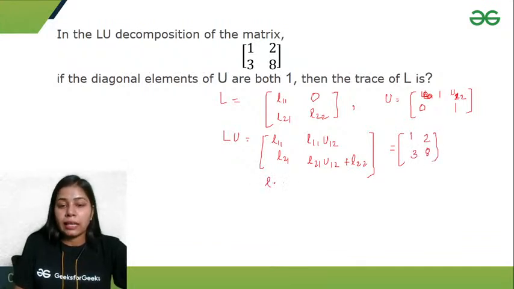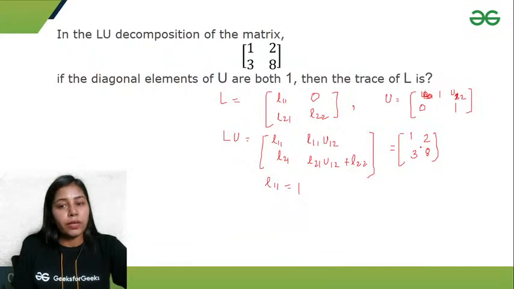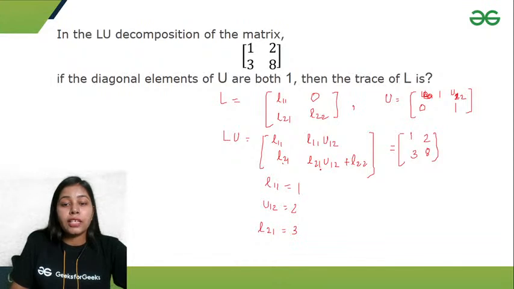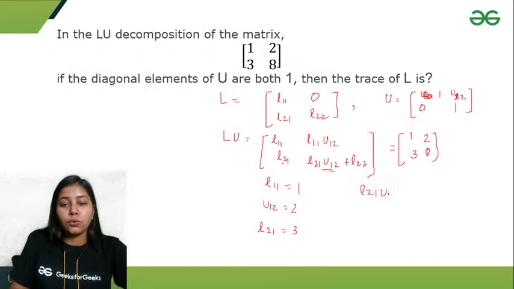On comparison I'll get L11 is equal to 1. Now again on comparison L11 U12 is equal to 2. Let's put L11 equal to 1, so we'll get U12 is equal to 2, and on comparison we'll get L21 is equal to 3, right? Now let's solve for L22 because we want the trace of L. So L21 U12 plus L22 is equal to 8. L21 is 3, U12 is 2, so from here I can get L22 is equal to 2.